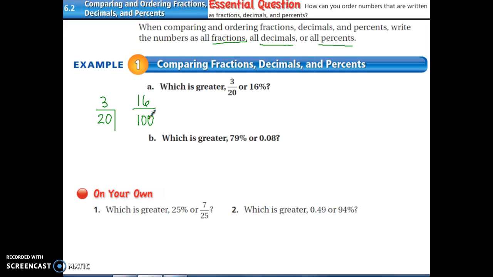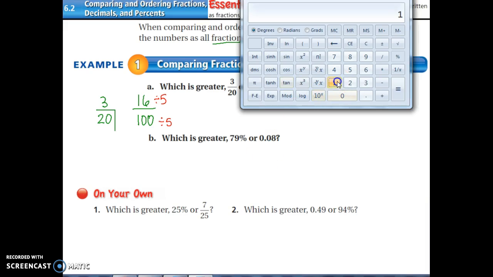From there, I can't quite compare them yet because the denominators are different, but if I make the denominators the same, I'm able to tell which one is larger. So my goal is to now make the 20 and the 100 the same, so I want these two numbers to match. In order to do that, I can divide the 100 by 5. Now I can't really divide 16 by 5, but that's okay. We'll go ahead and get a decimal, that's fine, as long as we get an idea for which number is larger. So on my calculator, I'm going to go ahead and type in 16 divided by 5.